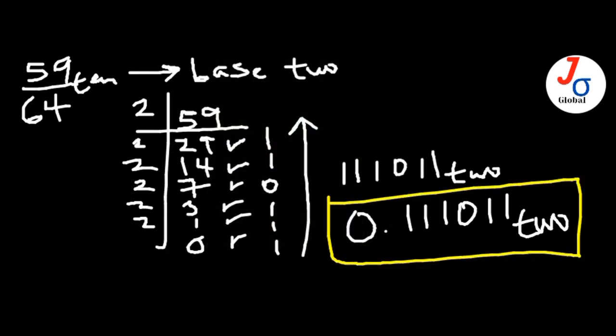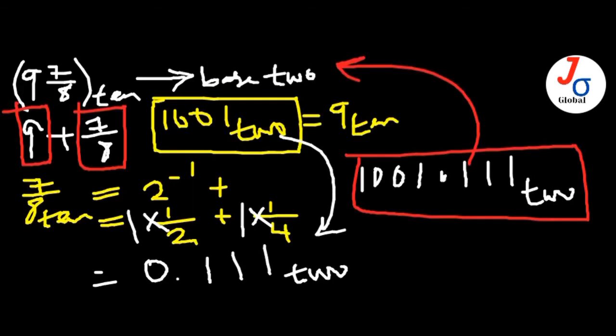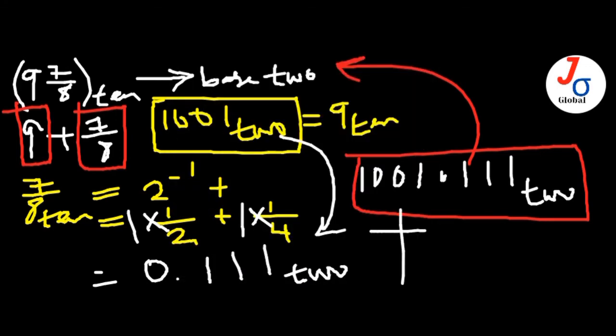So let me just take it back to the previous example that we had. Look at it, we have 7 over 8. So we could actually convert 7 to base 2. How do you do that? So let's convert 7 to base 2. See what I'm talking about.